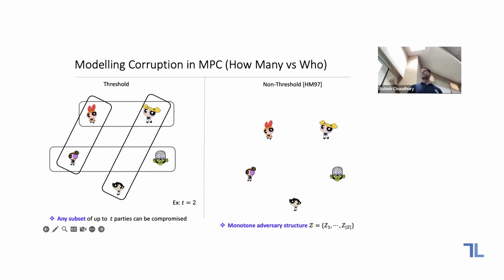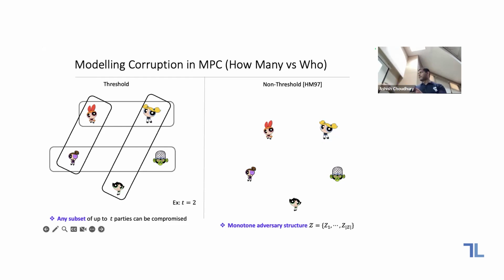A more generalized and fine-grained adversarial model is the non-threshold corruption model, introduced by the work of Hirt and Maurer in 1997. Here we do not assume any threshold. We do not have an upper bound on the maximum number of corruptions which can happen, but rather the corruption capacity is specified by a monotone adversary structure, which is a collection of subsets of potentially corrupt parties. During the protocol execution, any one subset from that collection may be compromised by the adversary.